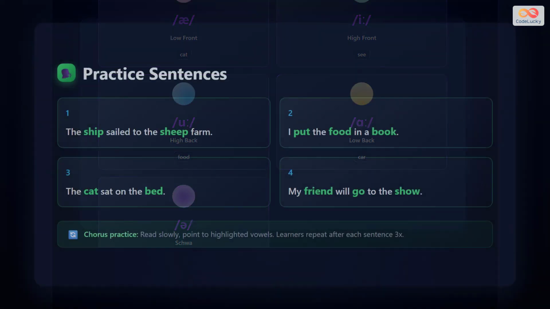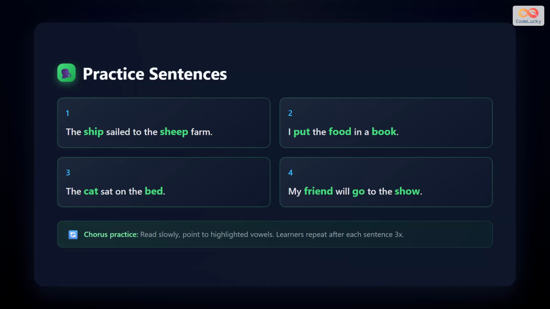Now let's practice vowel sounds in full sentences. First sentence, the ship sailed to the sheep farm. Notice ship has the short I and sheep has the long E. Second sentence, I put the food in a book. Notice put has the short U and food has the long U.